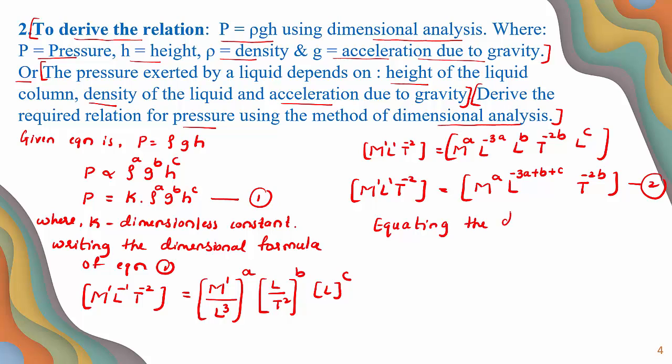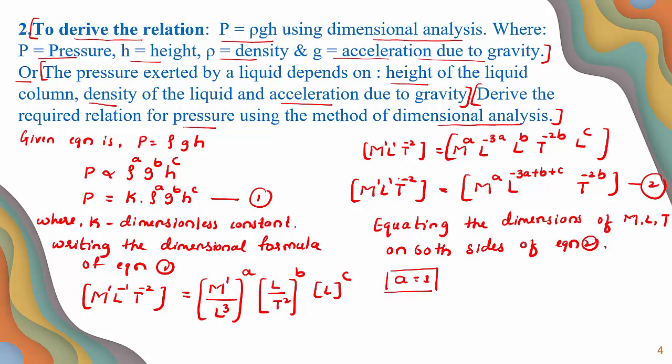Equating the dimensions of m, L and T on both sides of the equation. Comparing these two values from LHS and RHS, m raised to 1 and m raised to A. That means A equal to how much? 1. Then L raised to 1 on the left, and on the right it is L raised to minus 3A plus B plus C. I can write minus 3A plus B plus C equal to 1.